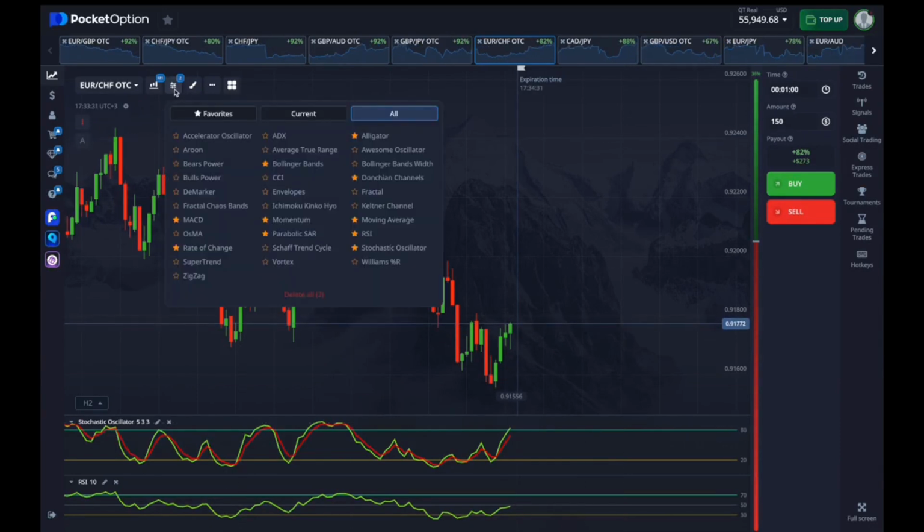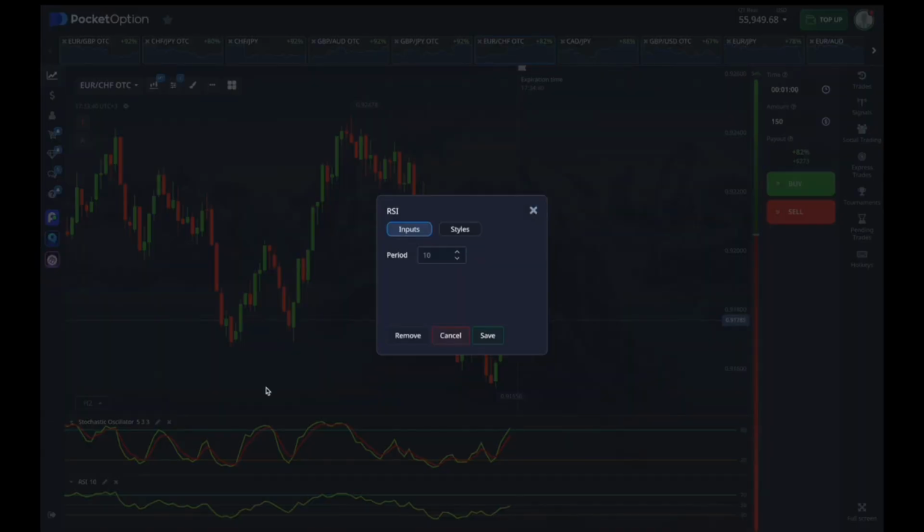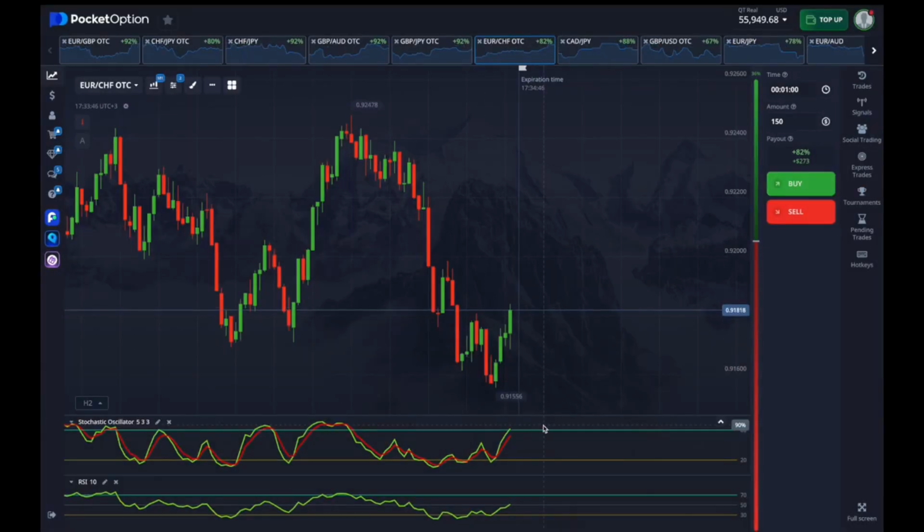Click on the Indicators tab. Next, select RSI. This indicator will appear for us like this. It's located at the bottom. To configure it, click on the pencil icon. I set the period to 10, and in the style settings, I set the main line to 2 pixels. Click Save. This index shows us the relative strength, the oversold zone, and the overbought zone. Let me show you.